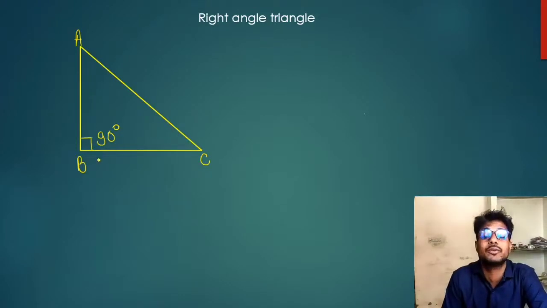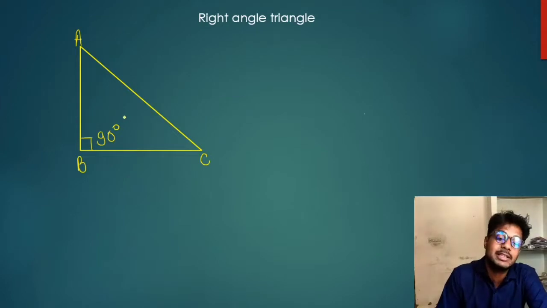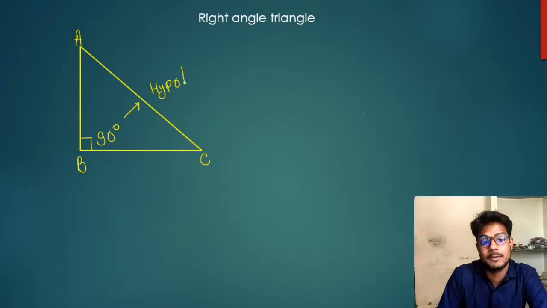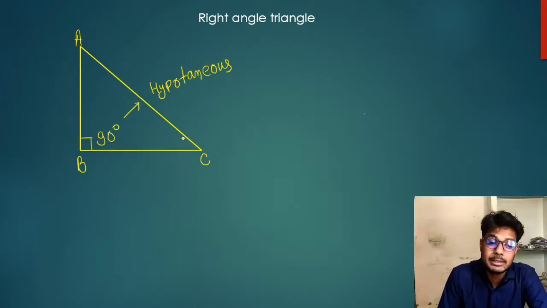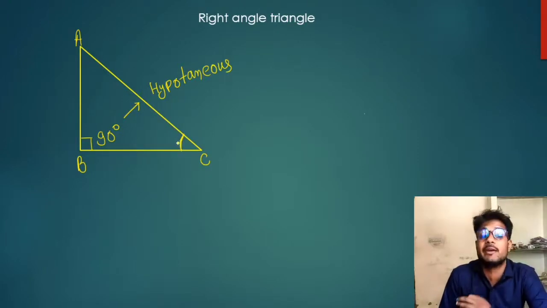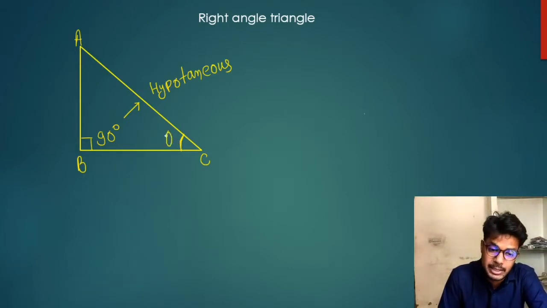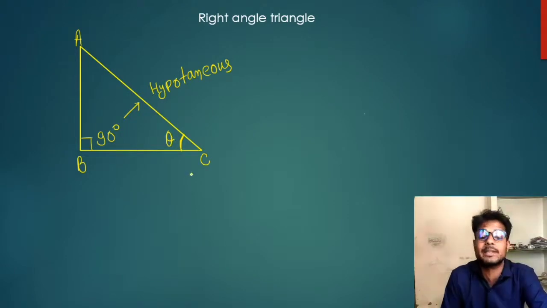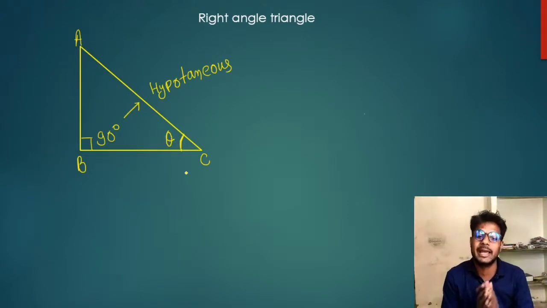Now the sides of the triangle are given particular names according to the angle. The side just opposite to the 90 degree angle is called the hypotenuse. Now let this angle be C, and this angle may have any value between 0 and 90 degrees. For all values we can take this as an angle theta. What is the meaning of theta? I am using theta as a symbol for all angles.